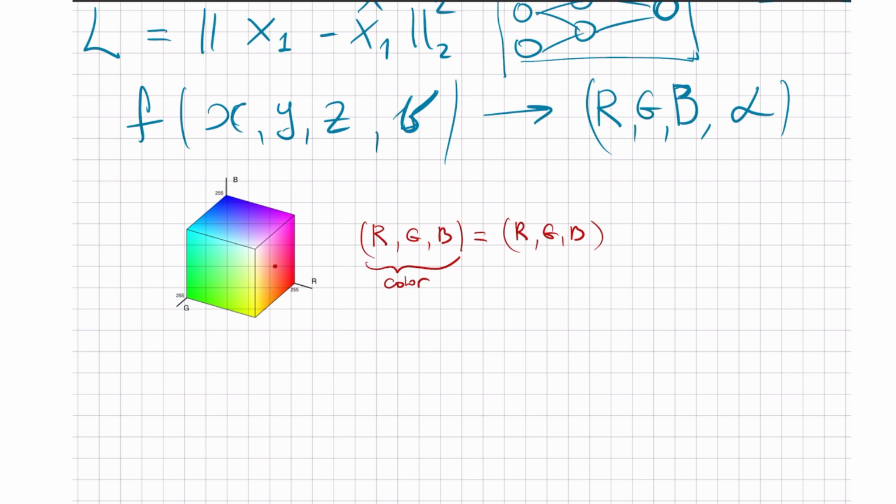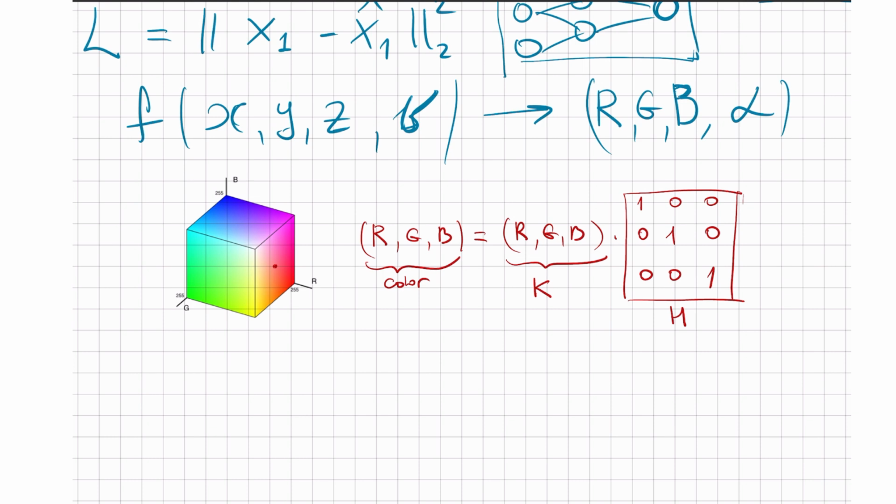And then we have a basis. Our basis is 1, 0, 0 for R, 0, 1, 0 for G, and 0, 0, 1 for B. This is a basis matrix. Let's call it H. And let's call these coordinates K. So we have one set of coordinates and one basis. And the basis is fixed here.